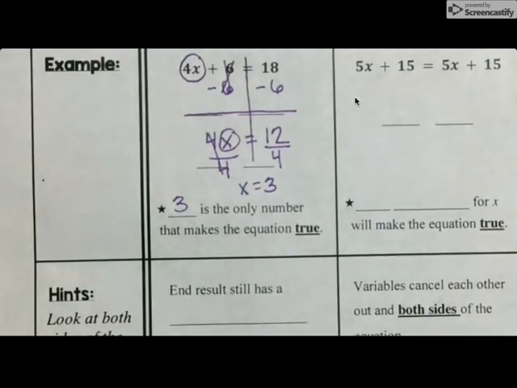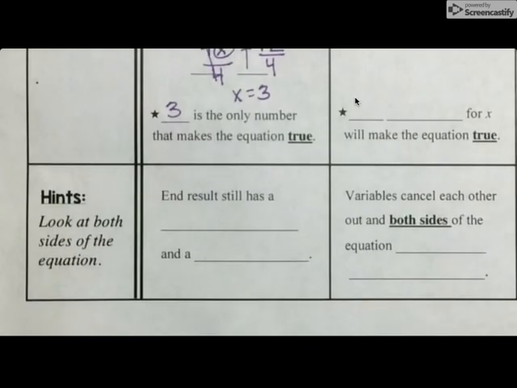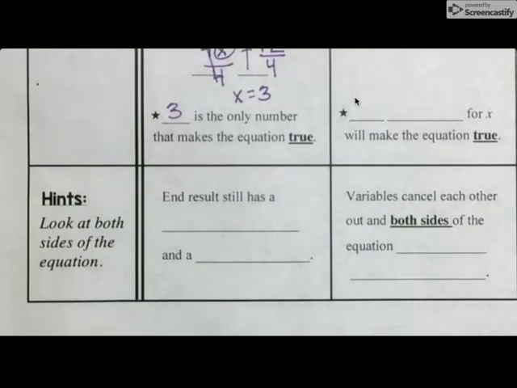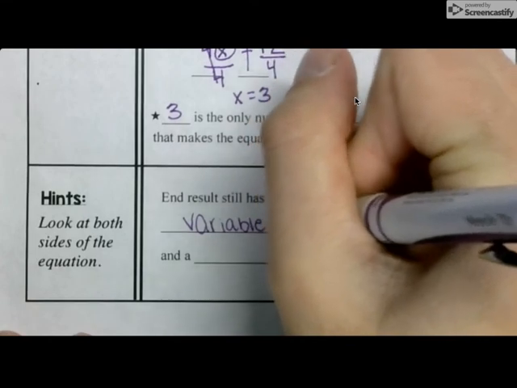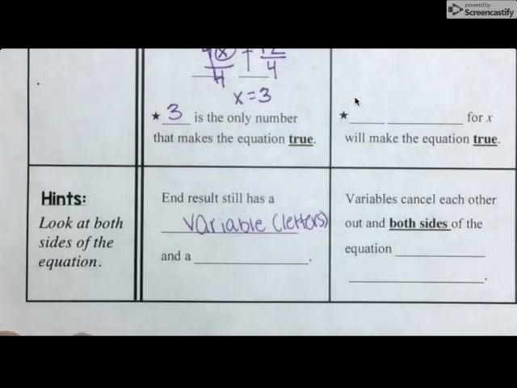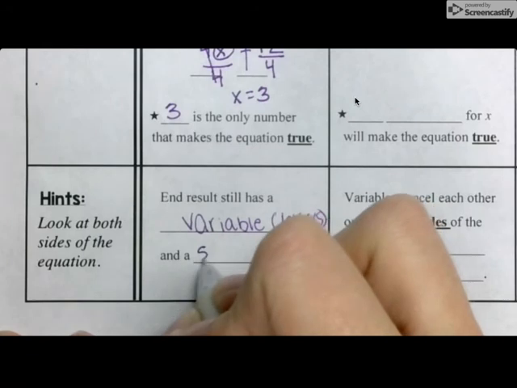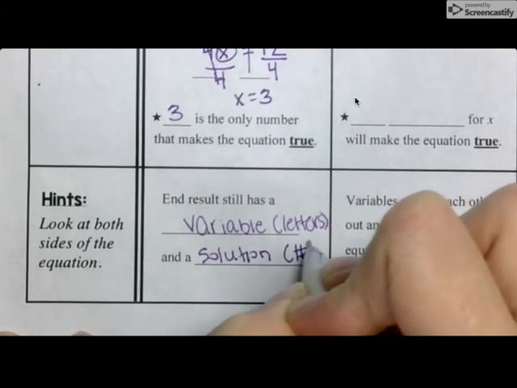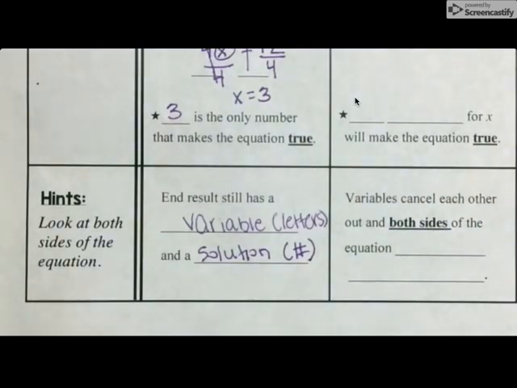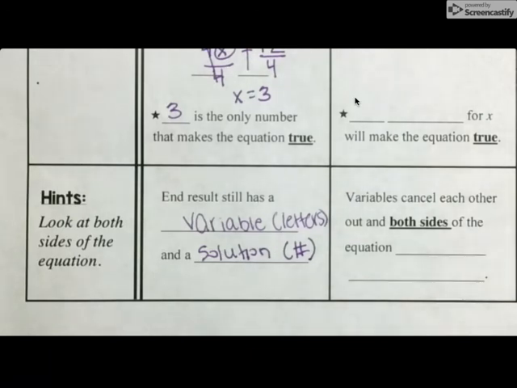So at the very bottom, it says hints. It says end result still has a variable, which is your letters, and a solution, which is your numbers. Okay? X equals 3, y equals 7, p equals -18. Those are a variable and a number. That's what you're looking for.